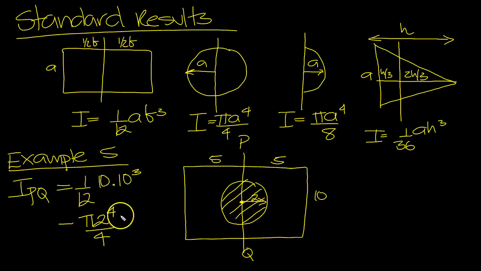Okay, so that's 10,000 over 12 minus 2 to the 4, which is 4 pi here. So that equals, if we tap it in the calculator, we'll get 821.